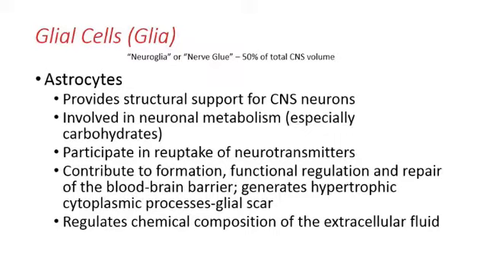Sometimes, if there's an injury that involves the astrocytes, they will produce what's called a glial scar, or a hypertrophic cytoplasmic process. This glial scar results from a traumatic injury or sometimes an infectious injury. Oftentimes these glial scars are the source of seizures in epilepsy. The glial cells also regulate the chemical composition of the fluid that surrounds the glial cells themselves and the neuron, the extracellular fluid.